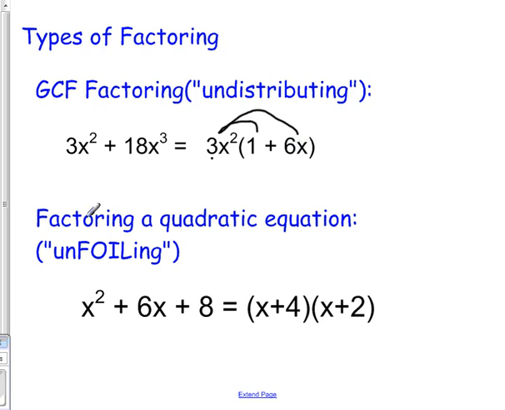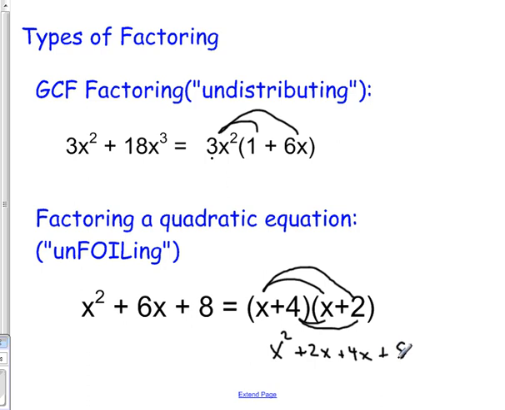Okay. The other type of factoring is unfoiling. So with foiling, you take the first times the first, which is, in this case, x squared. So let's write this out. And then the O stands for outer, so it would be x times 2, which would be 2x. The I is inner, so 4 times x is 4x. And then the L stands for last, so 4 times 2, which is 8.